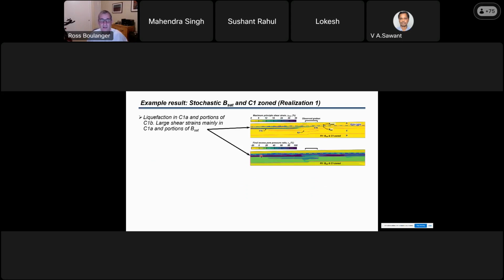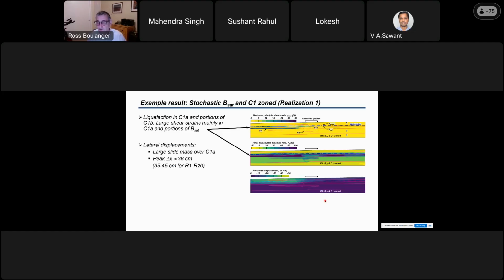Bottom one is excess pore pressure ratio. This is with a stochastic realization where C1A are the silty sands. They're looser, and you see they trigger high pore pressures and shear strains. C1B is the cleaner, denser sands. You get zones that don't trigger 100% pore pressure ratio, so they don't develop as much shear strains, and so this portion doesn't move, this portion does.